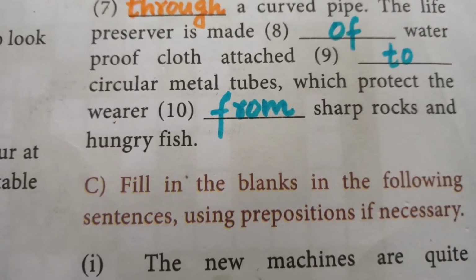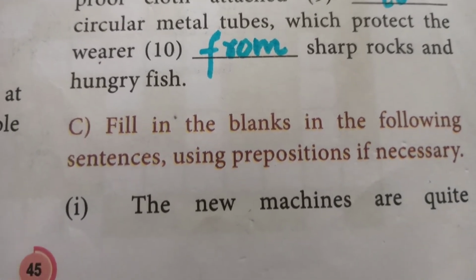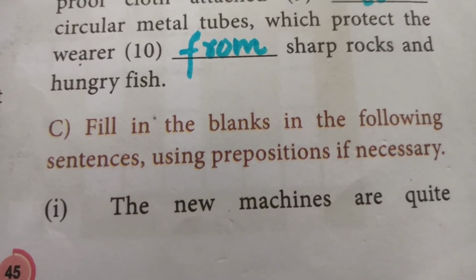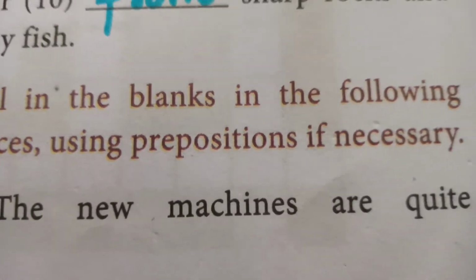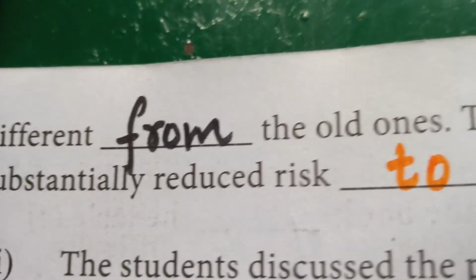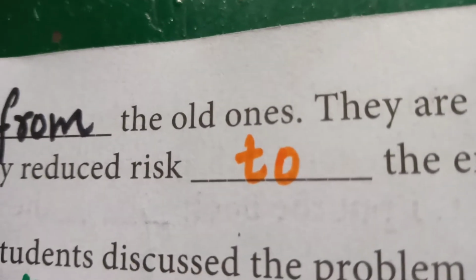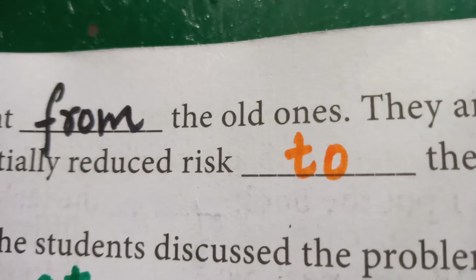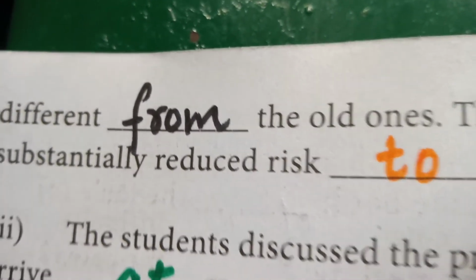Fill in the blanks in the following sentences with using prepositions if necessary. C, section C miss இது பண்ணுறேன். The new machines are quite different from the old ones. அதாவது எதோட கம்பேர் பண்ணுறாங்க, நியூ மிஷினையும் ஓல்டு மிஷினையும் கம்பேர் பண்ணுறாங்க. ஸோ ஃப்ரம்ங்கிற ப்ரிப்போசிஷன் we are using here.